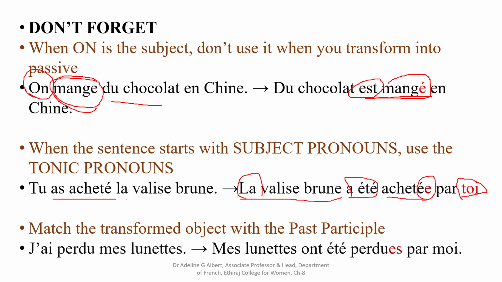J'ai perdu mes lunettes. Lunettes is feminine plural. Mes lunettes ont été, passé composé of être. Perdu has an es because lunettes is feminine plural. Par moi, je has become moi.